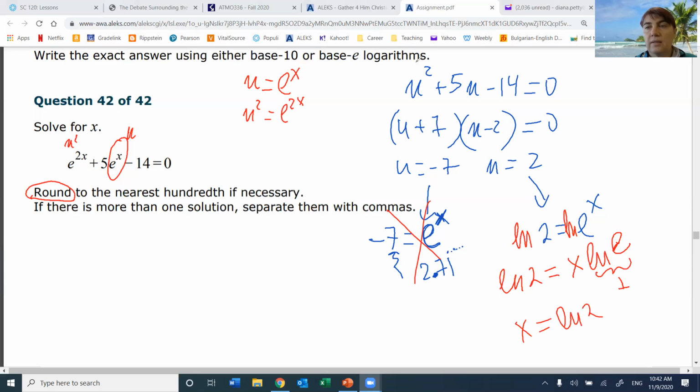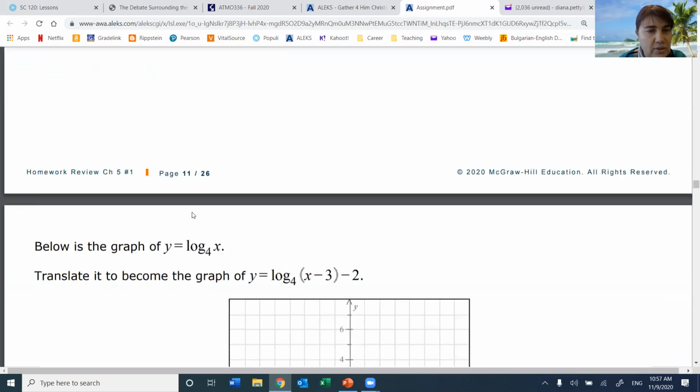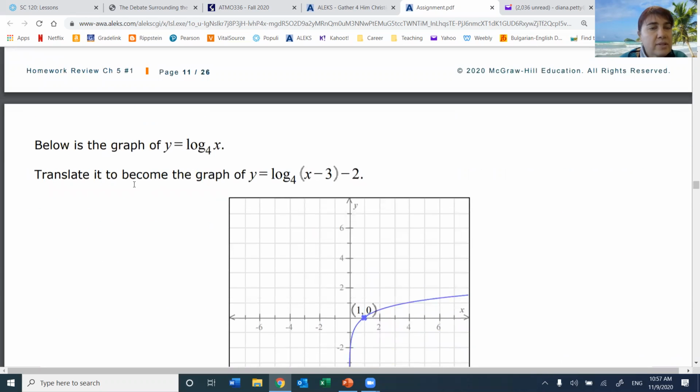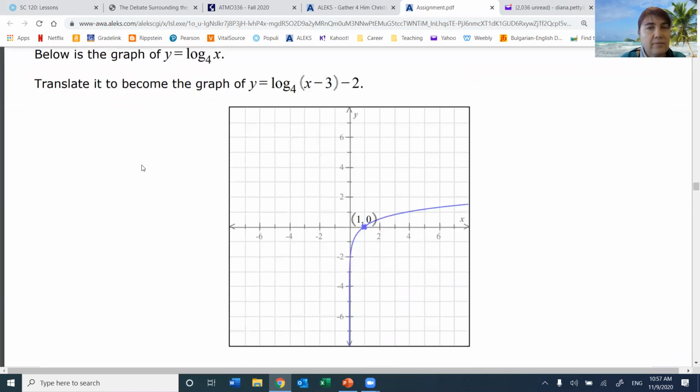0.69, it's correct. Okay, problem 22. Oh, this is on the next page right here. Below is the graph. Okay, so translate this graph to become this other graph. So all we have is 1 point. So I'm assuming you're going to be using this point right there.